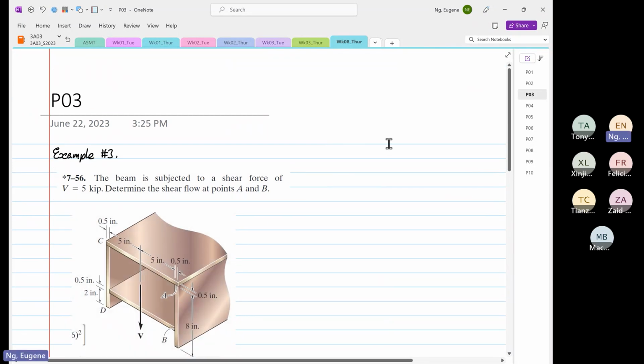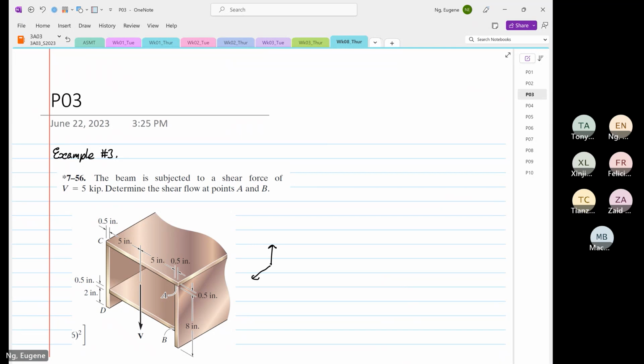Okay, the beam is subjected to a shear force of 5, so very similar, and determine the shear flow at point A and point B. Okay. So now we know that. So I'll write. Okay, so this is our transformation. Right. So this is Y, X, and Z.